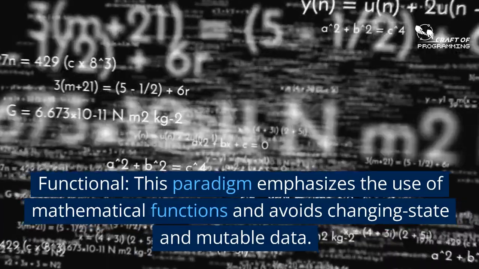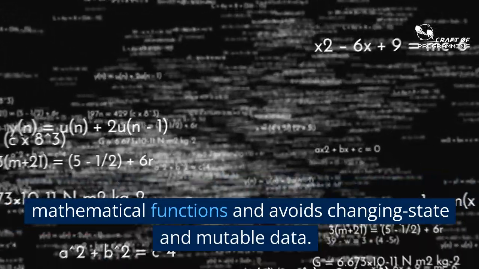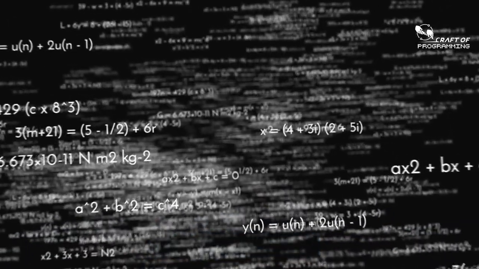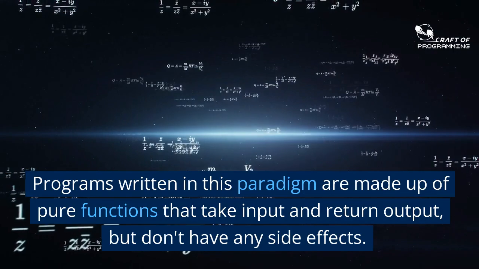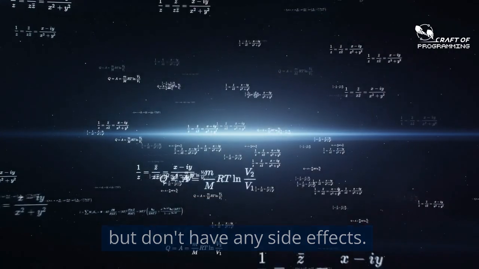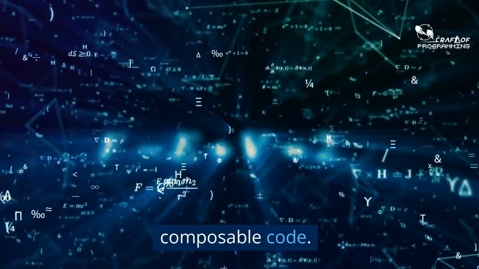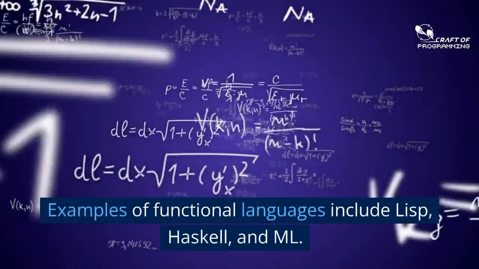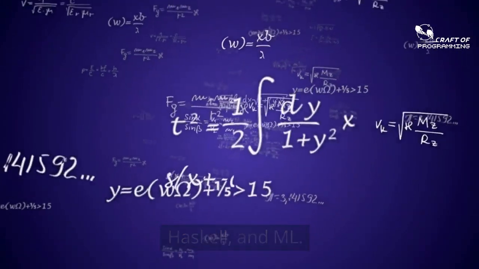Functional. This paradigm emphasizes the use of mathematical functions and avoids changing state and mutable data. Programs written in this paradigm are made up of pure functions that take input and return output, but don't have any side effects. This approach leads to more predictable and composable code. Examples of functional languages include Lisp, Haskell, and ML.